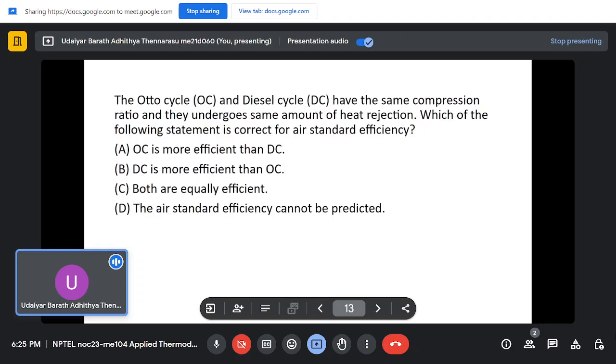So we'll move on. We'll see the Otto cycle, designated OC, and the diesel cycle, designated DC, have the same compression ratio and they undergo the same amount of heat rejection. Which of the following statements is correct for air standard efficiency? Okay, it's the same thing which we saw here. The compression ratio is the same and the heat rejection is the same. So OC is more efficient than DC, DC is more efficient than OC, both are equally efficient, or the air standard efficiency cannot be predicted.